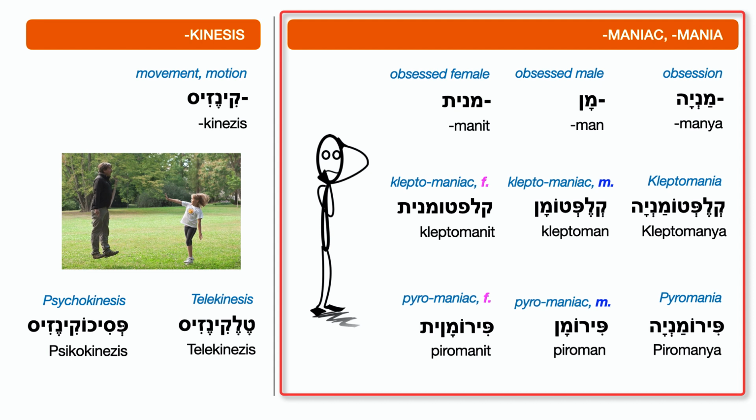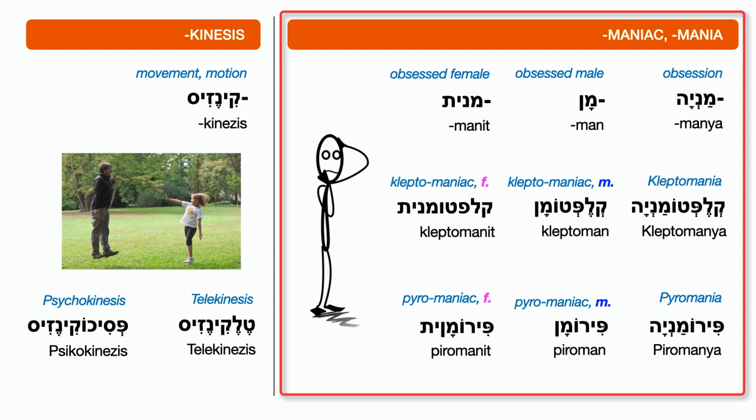Let's look at some examples. So to say kleptomania, that's kleptomania. To say a kleptomaniac man, it's kleptoman. But if you are referring to a kleptomaniac woman, it's kleptomanit. Kleptomania, kleptoman, kleptomanit. Another example is pyromania, which is an obsession with fire.